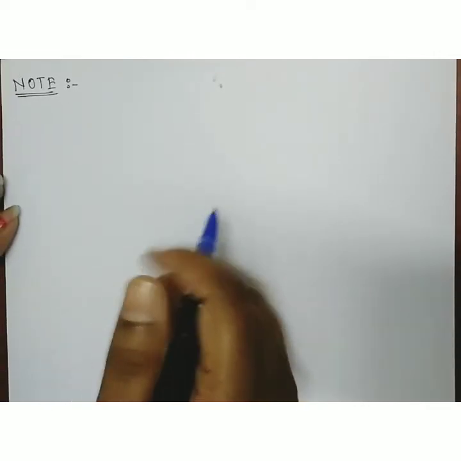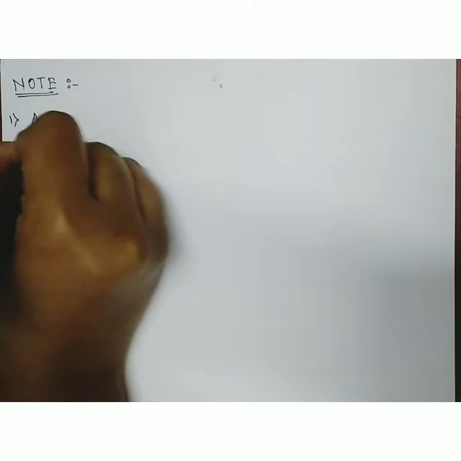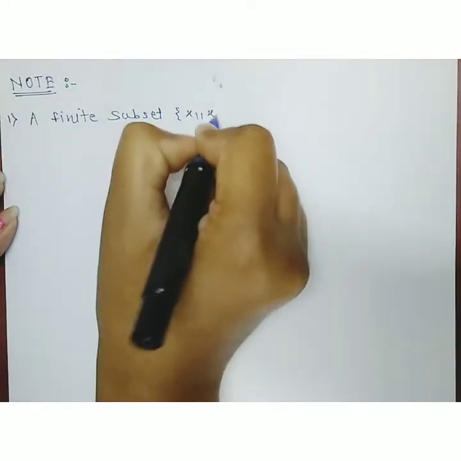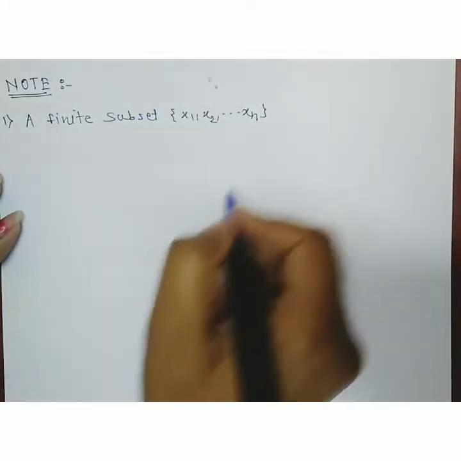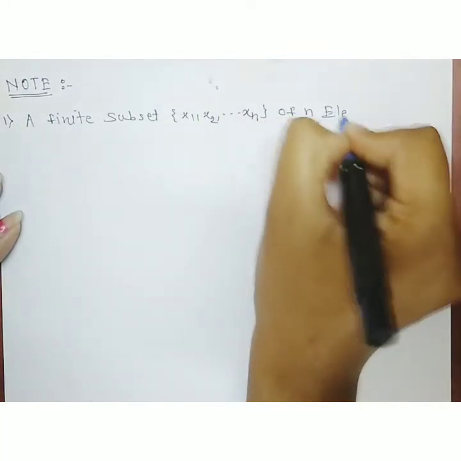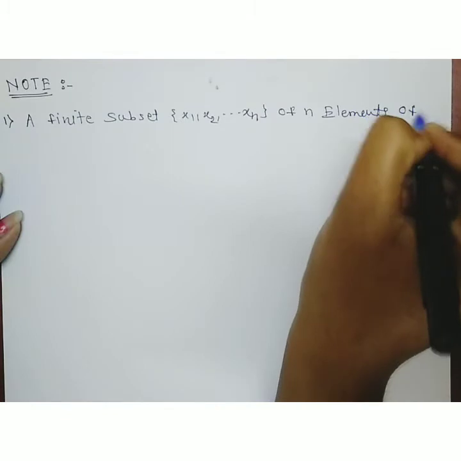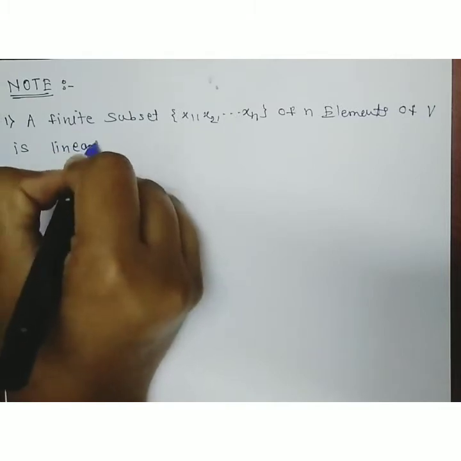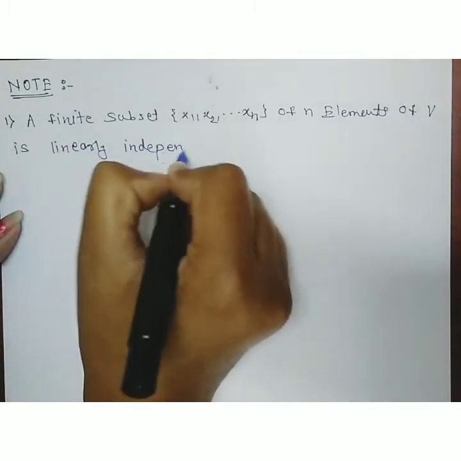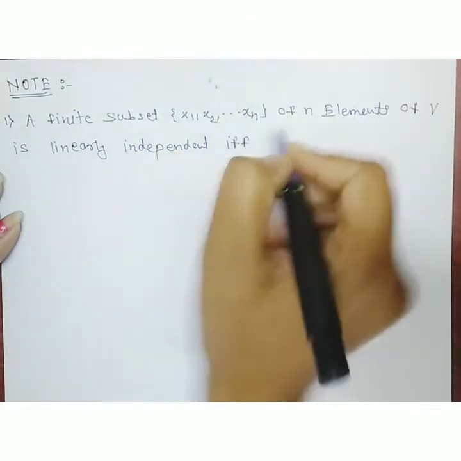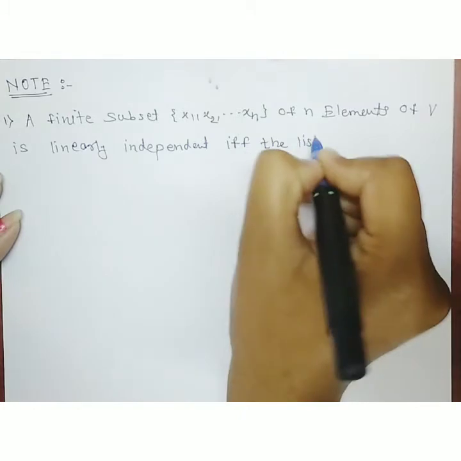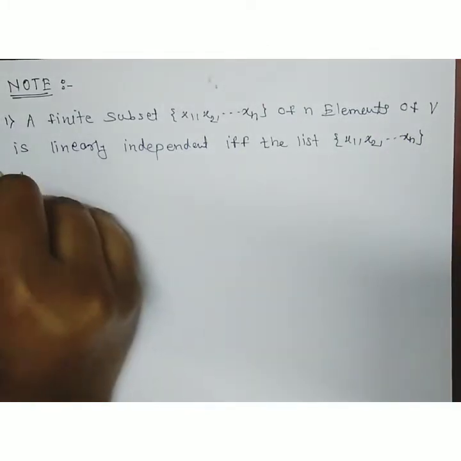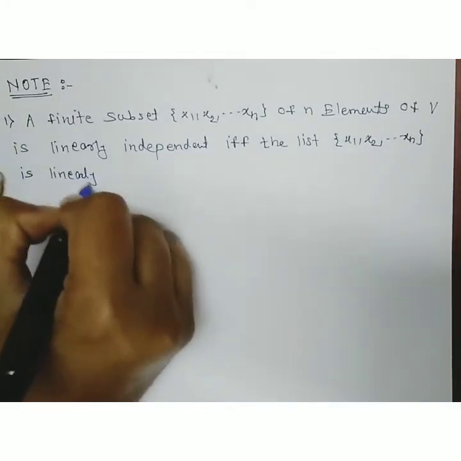Okay, so the first note is: a finite subset x1, x2, up to xn of n elements of V is linearly independent if and only if the list x1, x2, up to xn is linearly independent.